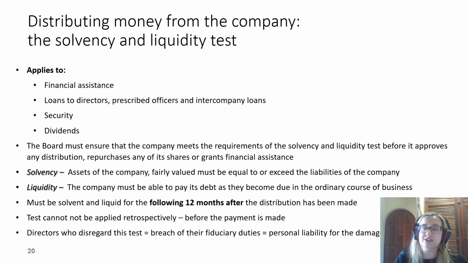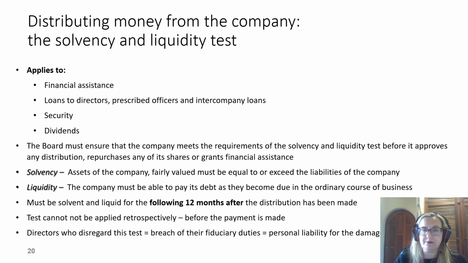Typically, this applies to financial assistance, so any sort of loans between companies. If you have a holding company structure with subsidiary companies, any sort of intercompany lending between all of those companies, loans to directors, prescribed officers, any sort of security that is given, like a subordination agreement, and then any distribution to shareholders in the form of a share buyback or more commonly in the form of a dividend. This test needs to apply.